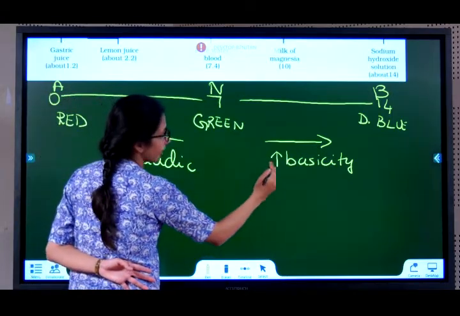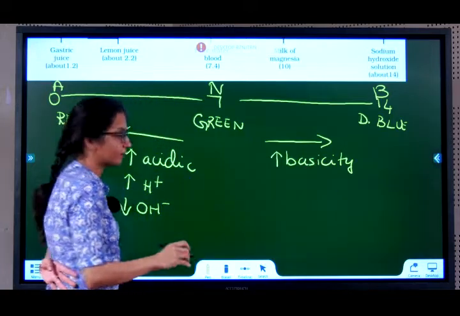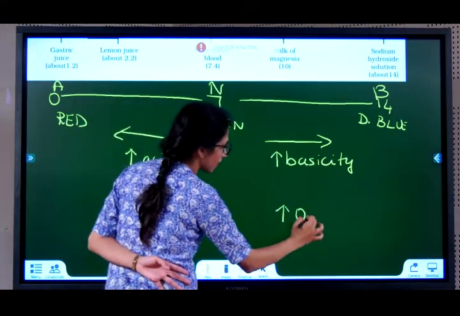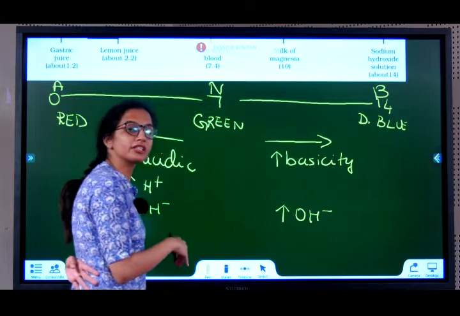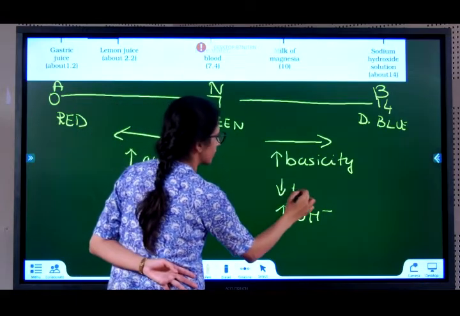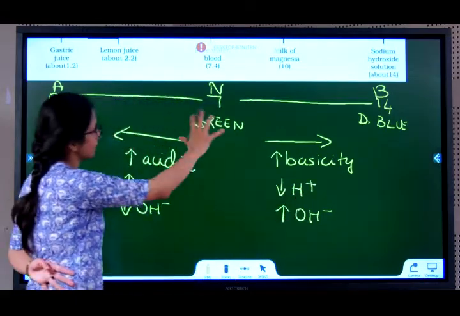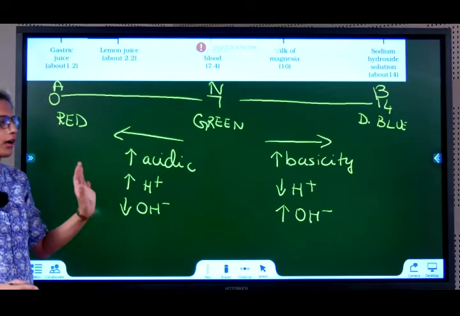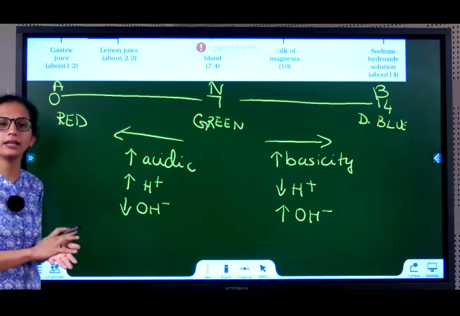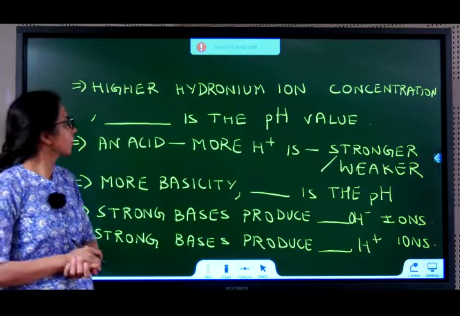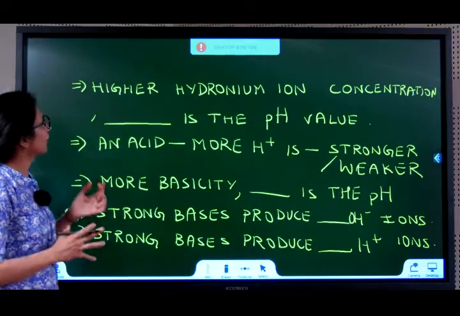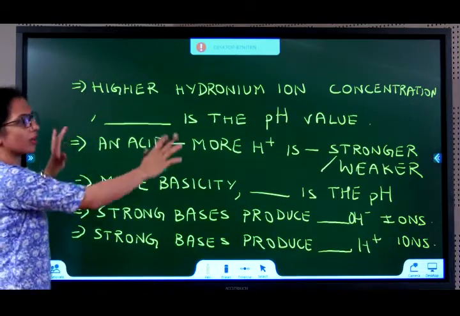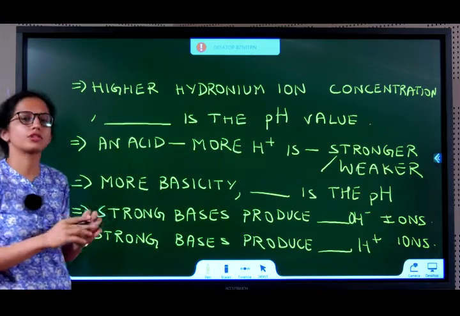So basicity is increasing. That means there should be more OH minus ions. More OH minus ions means less H plus ions. So this is the conclusion of what we learned until now. If you learn this much, it's more than enough. So understanding what we just concluded above, I conclude the whole thing in a small gist, right?